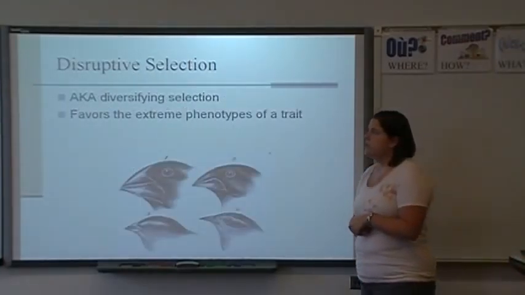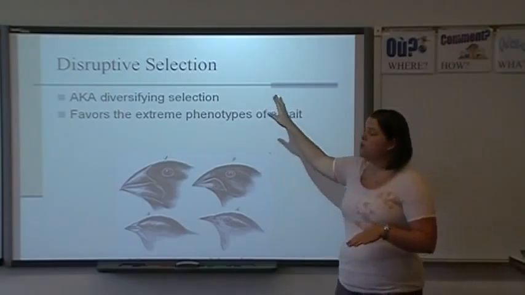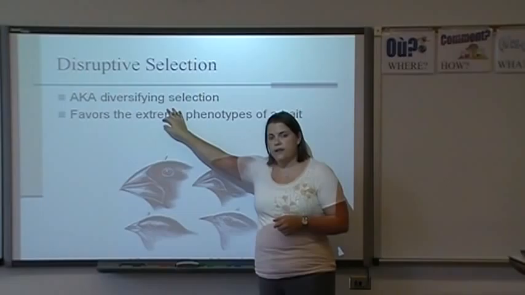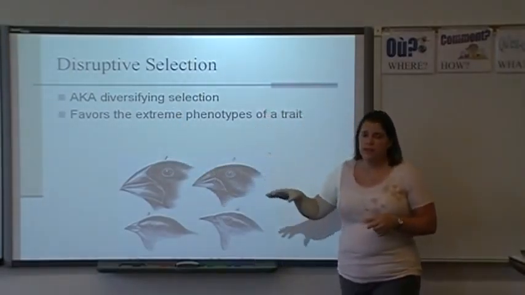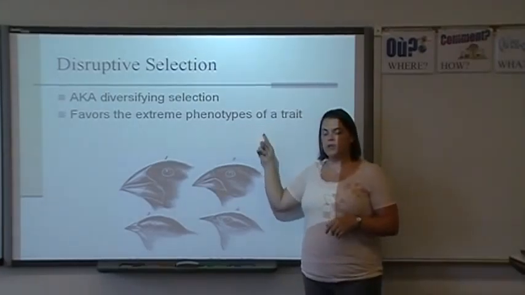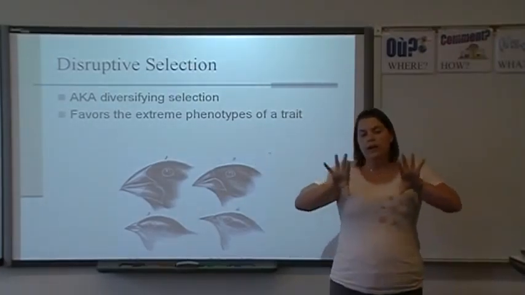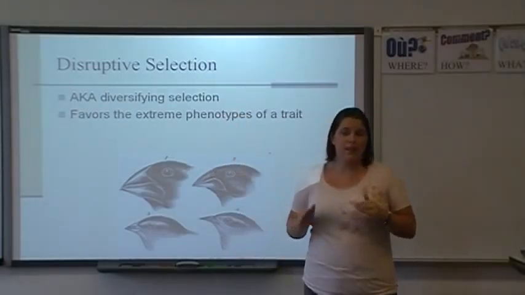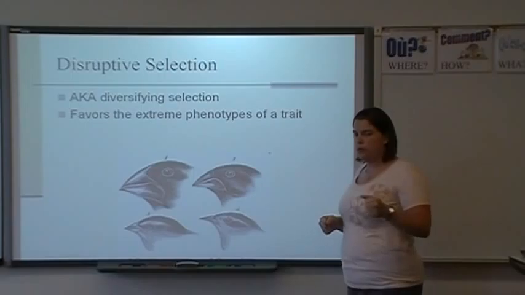Finally, the third type of selection we're going to talk about today is disruptive selection, which you saw on the introductory slide is also known as diversifying selection. Diversifying selection, as stated here, favors the extreme phenotypes of the traits. We're no longer looking at the middle of the road. Now we're looking at the extremes. We're moving to two different sides of the range of phenotypes, or physical characteristics.